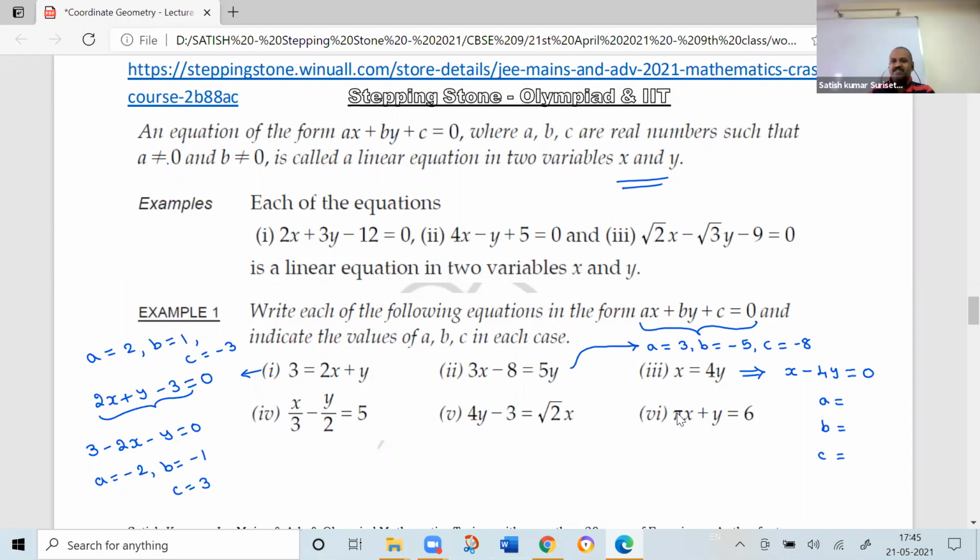a equal to how much? Coefficient of x. If nothing is there, it means what? It is 1. b equal to how much? Minus 4. And c equal to? 0. When the constant is not there, you have to consider it as 0.